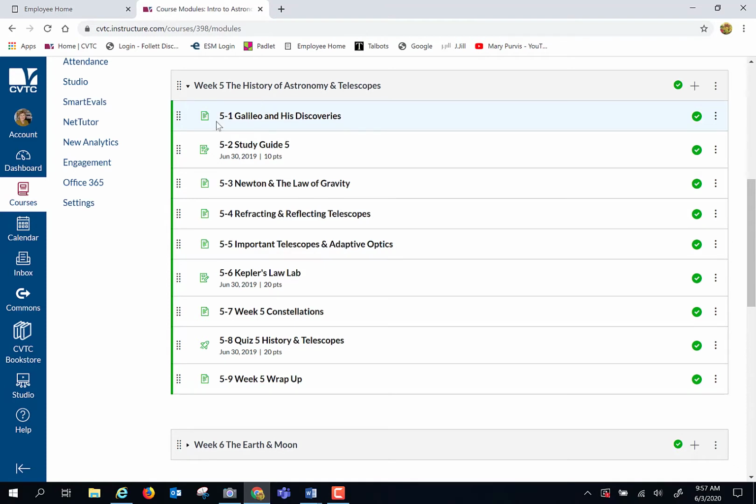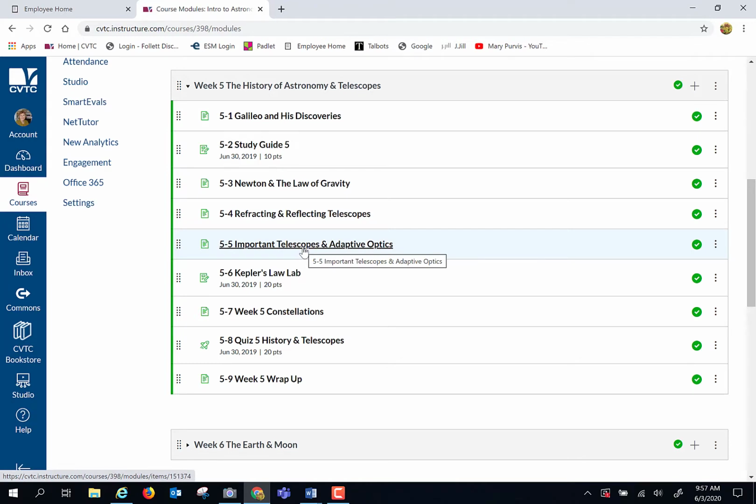So we'll start out talking about Galileo and his discoveries as they relate to astronomy. Remember that the study guide is your second instructor. Newton and his law of gravity. Gravity, folks, controls everything in the cosmos, from the creation of galaxies to the Great Attractor, which we'll talk about later. Refracting and reflecting telescopes, those basic types, and then important telescopes.